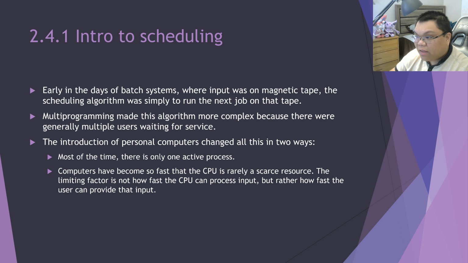and the introduction of the personal computer changed all of this in two ways. Most of the time, there's only one active process. That's number one. Number two, computers have become so fast that the CPU is rarely a scarce resource. The limiting factor is not how fast the CPU can process input, but rather how fast the user can provide that input.